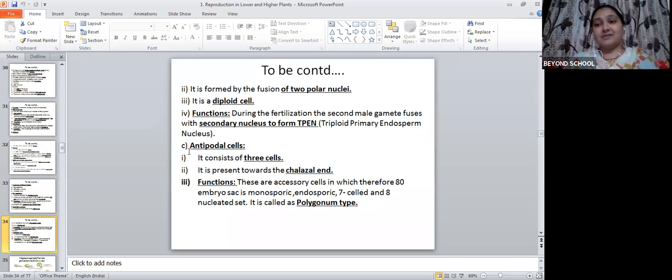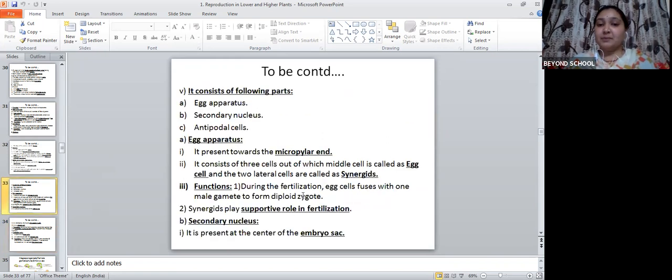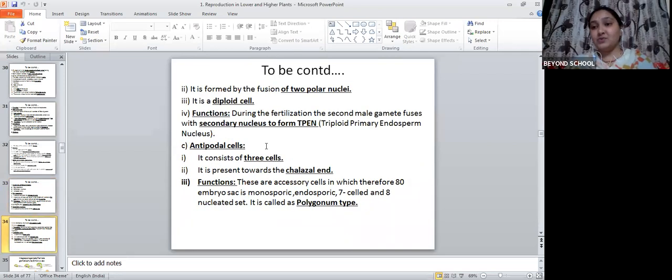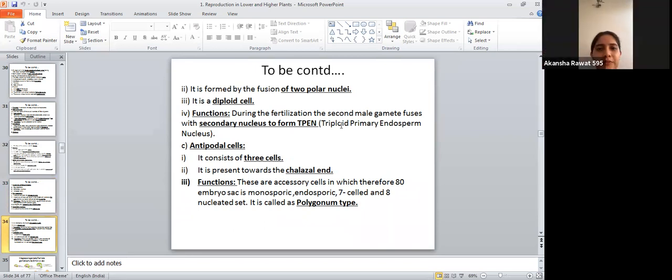So overall, we saw the presence of two male gametes, even when we studied the male gametophyte, right? One male gamete fused and formed a diploid zygote. And the other male gamete fused with the secondary nucleus and formed a triploid primary endosperm nucleus, right?